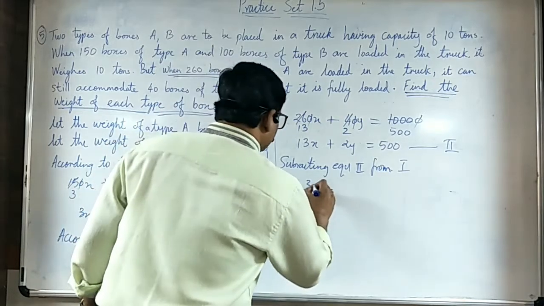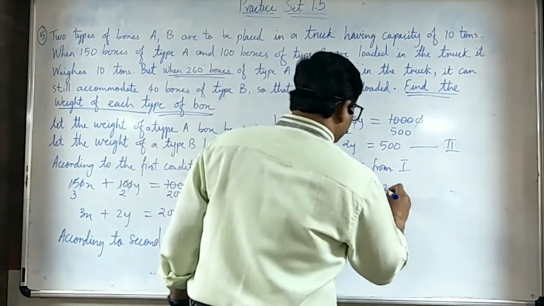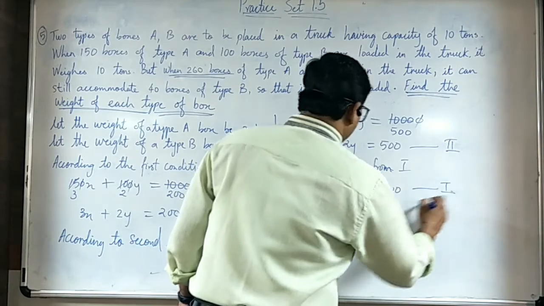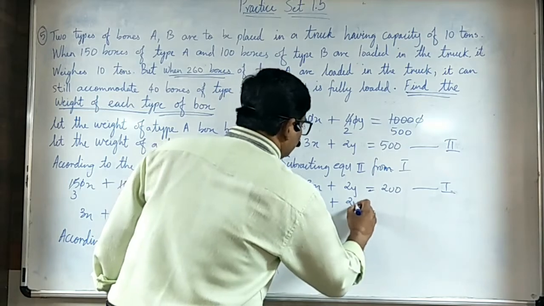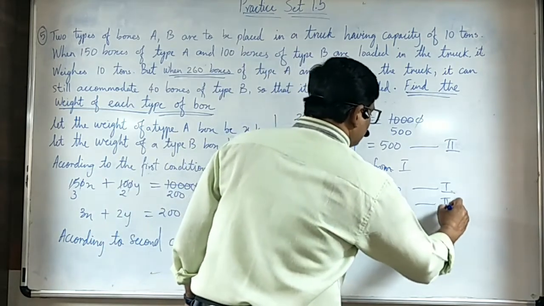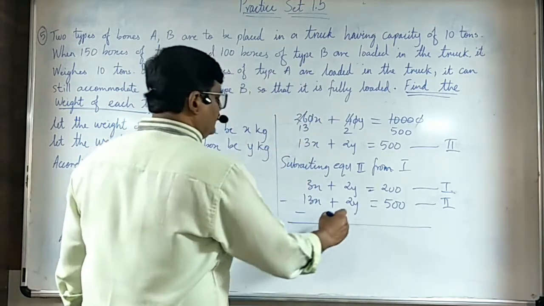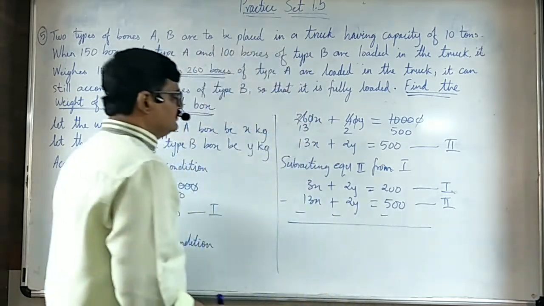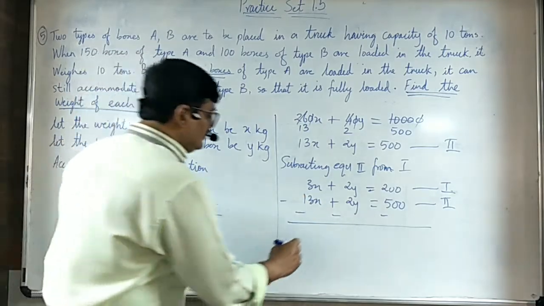So the first equation is what? 3x plus 2y is equal to 200. That's my equation number 1. And then 13x plus 2y is equal to 500. That is my equation number 2. So when I try to subtract, I have to change the signs, minus, minus and minus. So this is 3 minus 13. You will be getting 10.